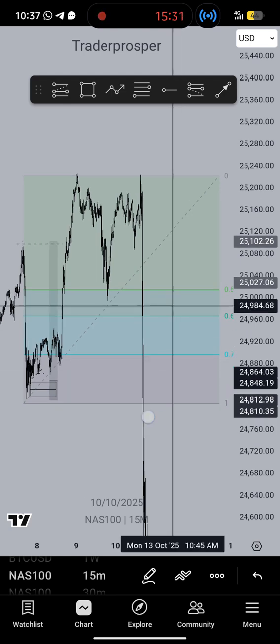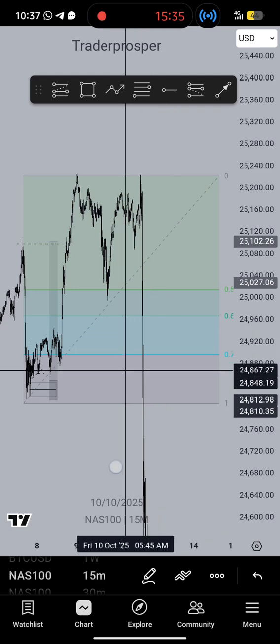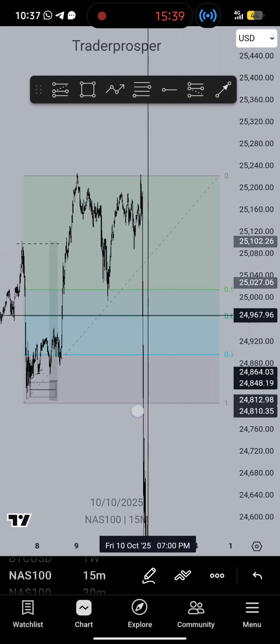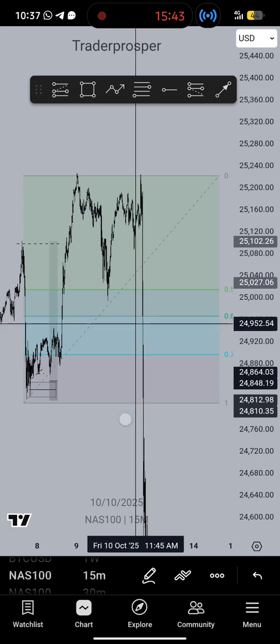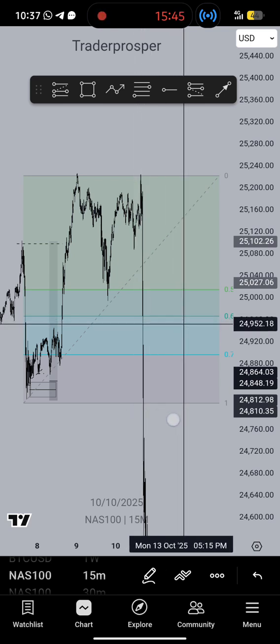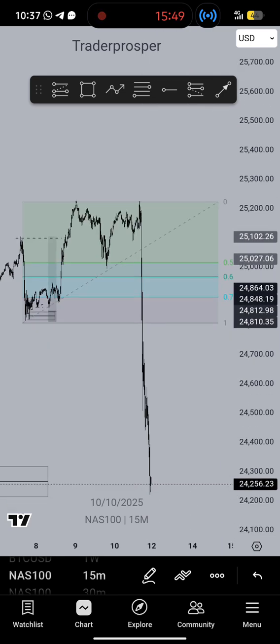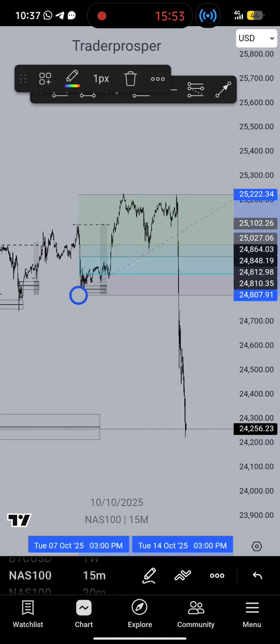So market came here and didn't give us any buy opportunity. And as we all know, on Friday the mighty news dropped, did this crash on the market, and market just sold off. And that was that for my week.